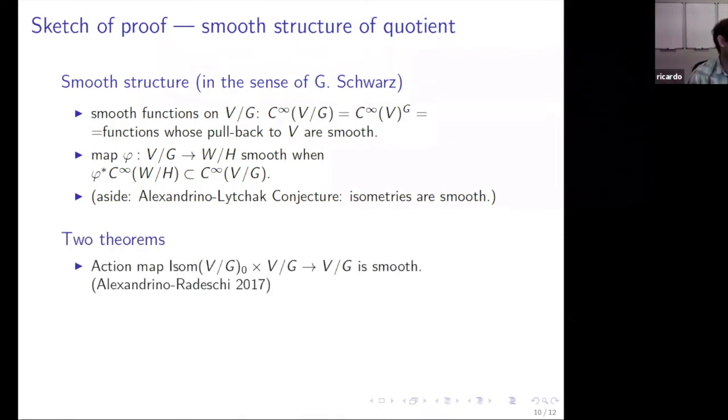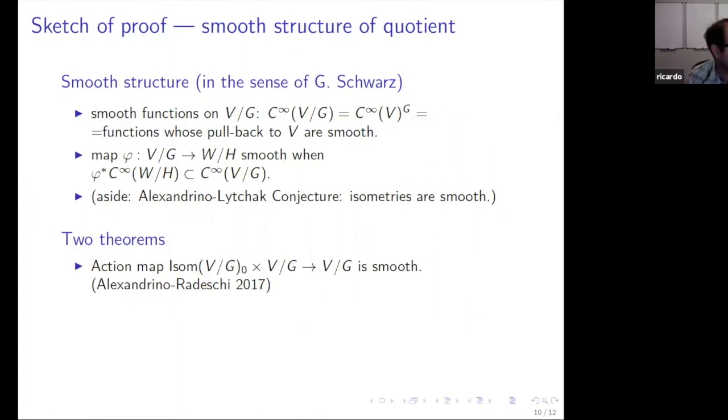But now let me mention two theorems that I'm going to use and that relate to the smooth structure of the quotient. One is by Alexandrino and Mark Haddadsky from 2017, and it says that the connected component of the isometry group of the quotient acts smoothly on V mod G, in the sense that the action map, isometry group cross V mod G to V mod G, is a smooth map. Here this is the identity component of the isometry group. So they prove that this is smooth in the sense that I wrote before. That's one of the results.